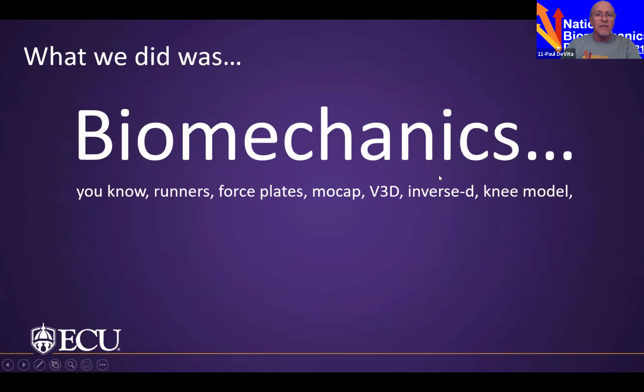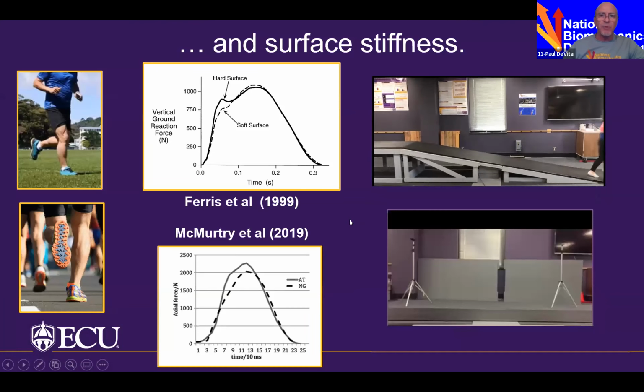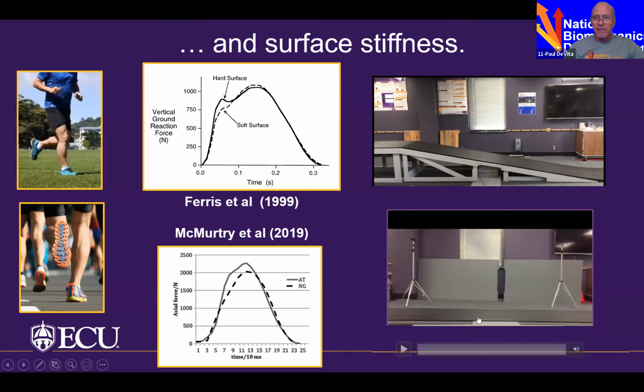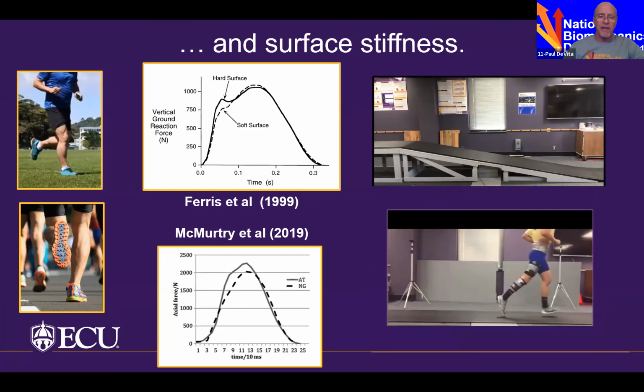So we measure decline running in our lab in this manner. In this case, we're changing surface stiffness by putting this large mat all the way along the runway, and we run with and without the mat. And in this bottom condition, you can see here, this is level running. What we are doing really is manipulating surface stiffness by using this mat.